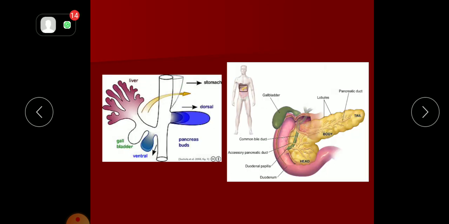So look at that. This is after the rotation of the duodenum. This is the dorsal pancreatic bud. This is the ventral pancreatic bud. You find the rotation is occurring, and after this the ventral will come to lie just below. So this dorsal will form the upper part of the head, the neck, the body and the tail. What happens to the ventral pancreatic bud? It forms the lower part of the head region plus the uncinate process. Fine.